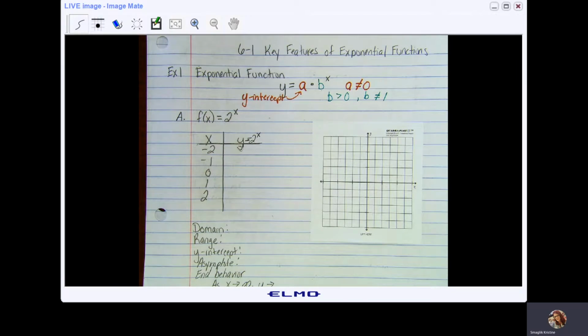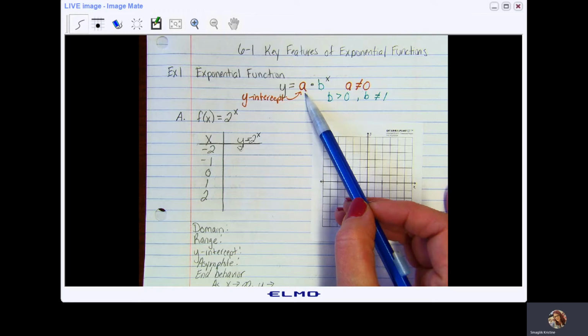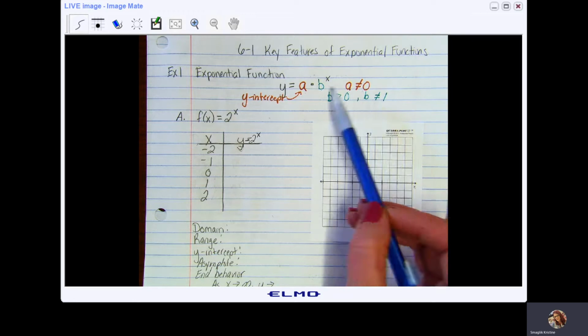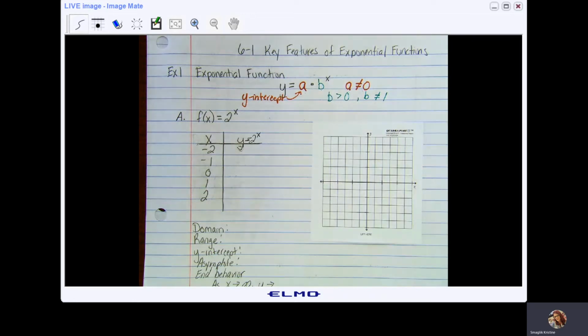of the exponent. Now, a cannot equal 0 because, of course, if we're multiplying anything by 0, we just get 0. b has to be greater than 0, and b cannot equal 1 because, again, if we have a base of 1 raised to any exponent, it's just 1. So b is restricted there.